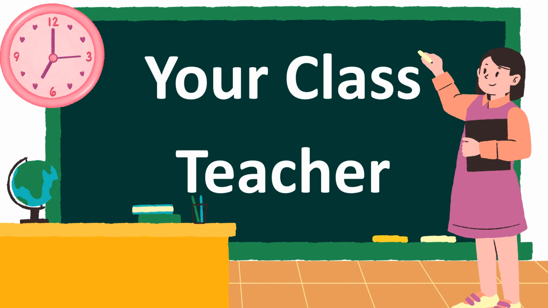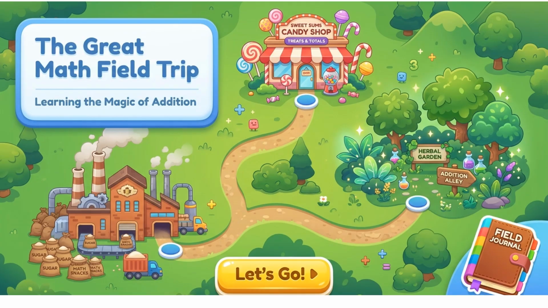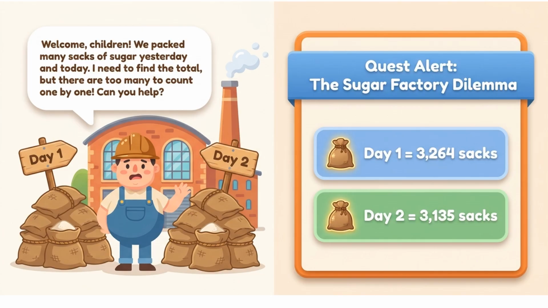Today we are going to begin with grade 4, chapter 3, addition and subtraction. So just imagine that we are going to go on a field trip. First is the sugar factory, candy shop, then garden and whatnot. I hope you're excited for the field trip, okay? So imagine you've gone to the sugar factory and you went 2 days, okay?